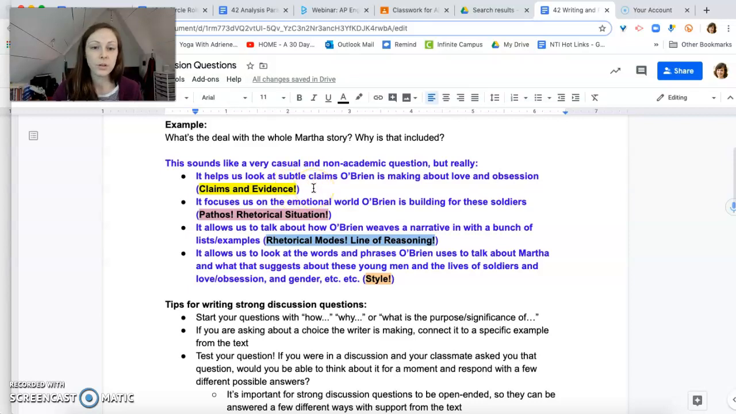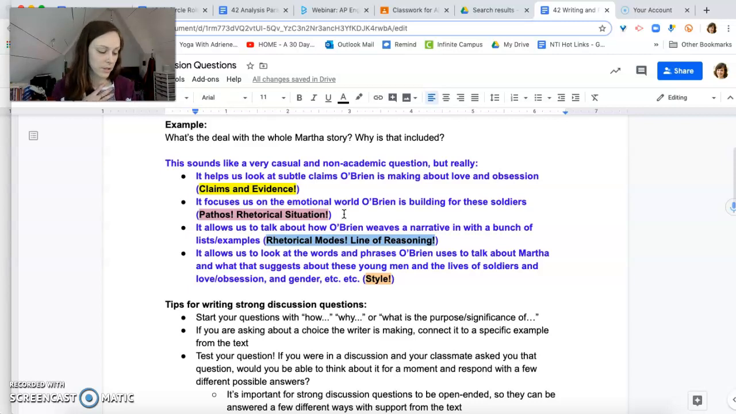So if you were to include a question like that, it does allow your group to talk about claims and evidence. It allows your group to talk about rhetorical situation, because obviously the whole Martha story is a situation that deals with emotions, and it makes you kind of feel emotions.